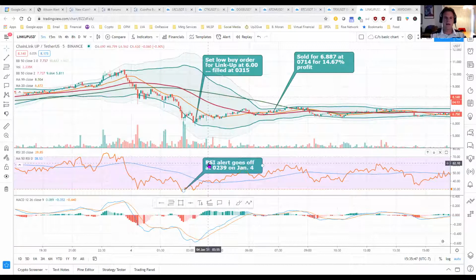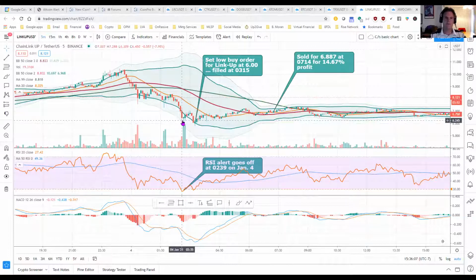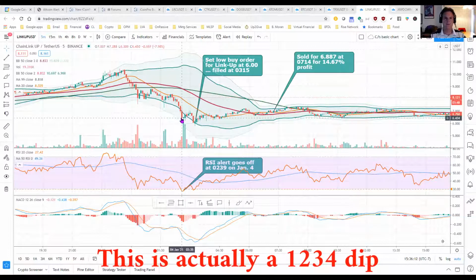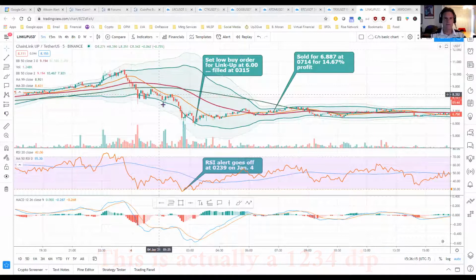So my RSI alert, here's my RSI readings right here. Goes off at 2:39 a.m. on January 4th, wakes me up, and I roll over, pull my phone out, and I look at Binance, and I see this. It's clearly in a dip sequence, but I'd rather see 2 or 3 dips, but I only see really one protracted dip here. So I guess we can count this one too.